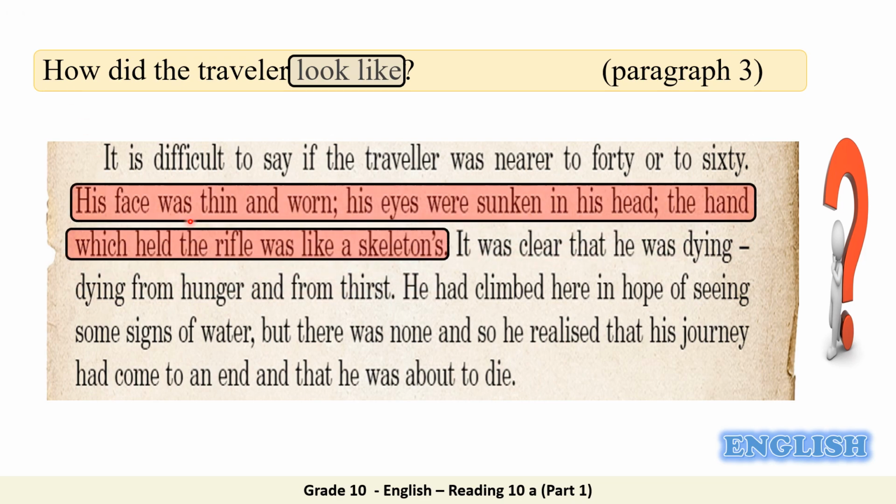So the answer here is, his face was thin and worn. His eyes were sunken in his head. The hand which held the rifle was like a skeleton's.